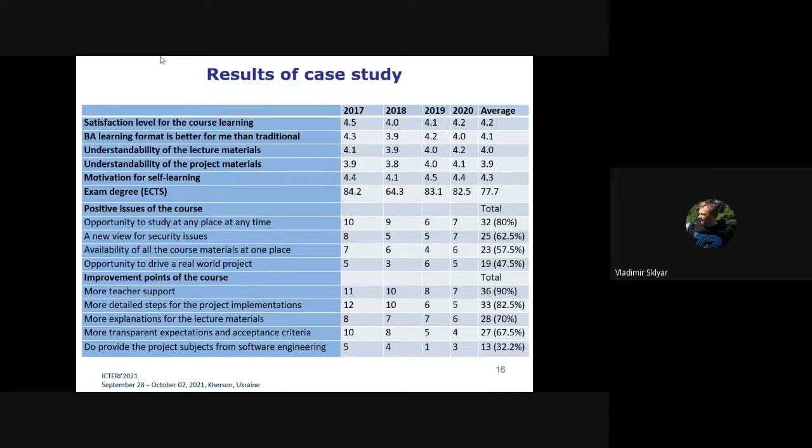how this new learning format is better than traditional learning without business analysis. We measured students' understandability of lecture materials and project materials and their motivation of this learning, and you can see everything is about or even higher than 4 value, except understandability of the project materials. Maybe we need to work on this point. And you can see the exam degree is also quite high.